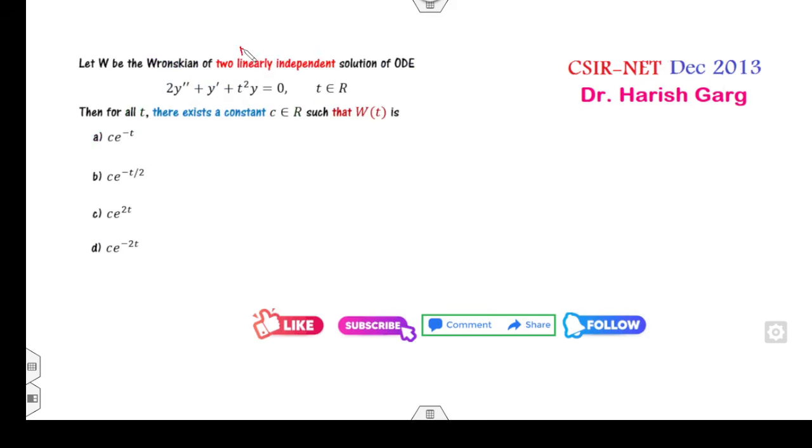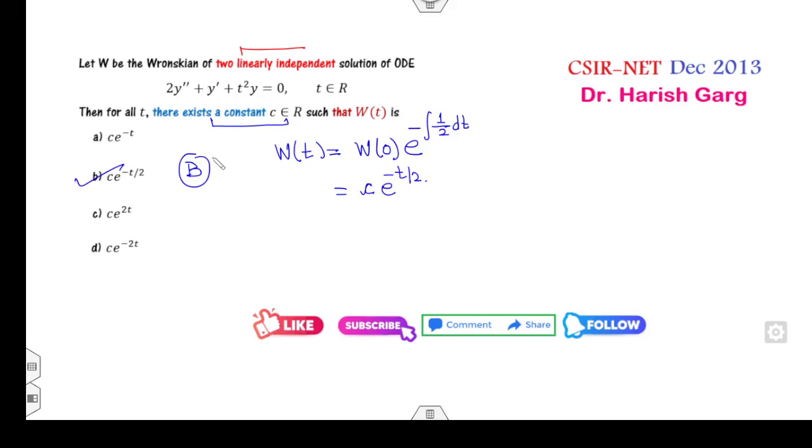Okay, Wronskian of the two linearly independent solutions: there exists a constant C such that, so I can apply Abel's formula. Wronskian at the point t is Wronskian at the point 0, e raised to the power minus the coefficient of y dash. Wronskian at the point 0 is not given, so I can assume it is a constant C, e raised to the power minus t over 2. B is the right answer of the problem.